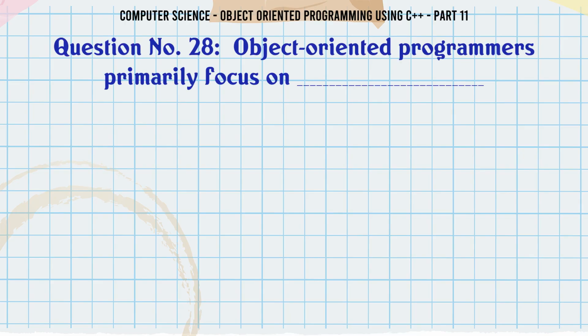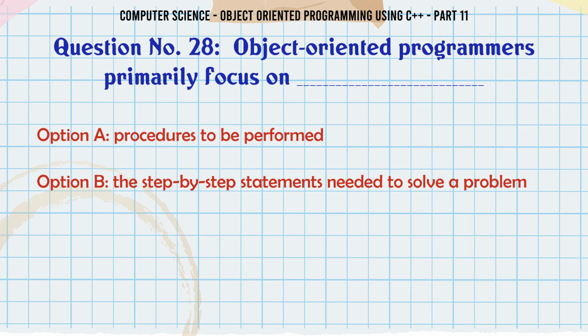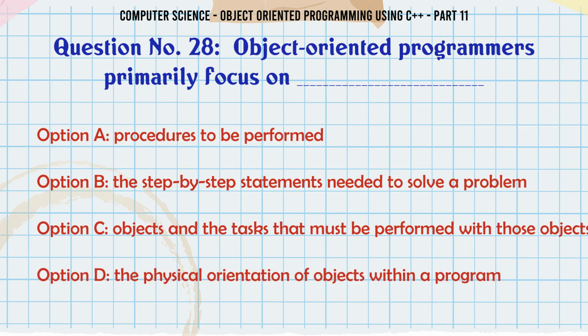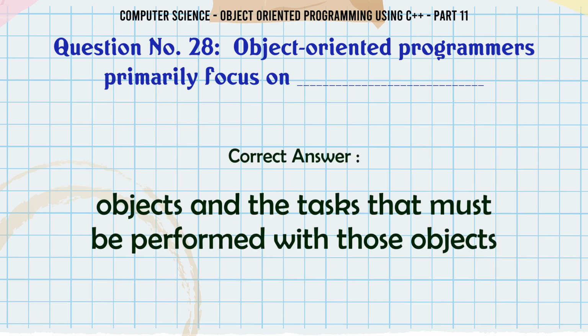Object-oriented programmers primarily focus on A. Procedures to be performed. B. The step-by-step statements needed to solve a problem. C. Objects and the tasks that must be performed with those objects. D. The physical orientation of objects within a program. The correct answer is objects and the tasks that must be performed with those objects.